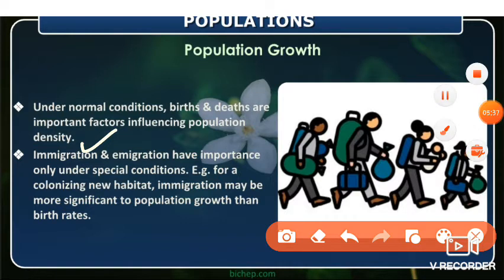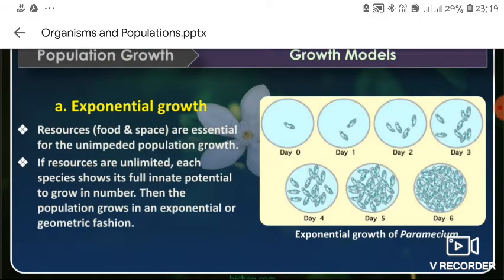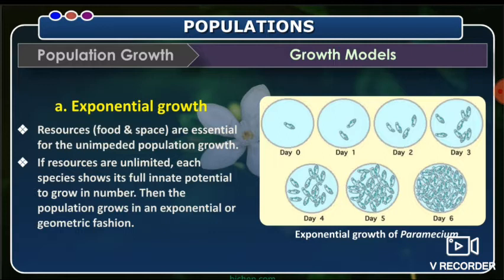The population growth is affected by, or depends on, the resources, and along with that the food availability, and the habitat. So the resources and the habitat are very important for a population. Usually two types of growth we can observe in a population: one is exponential growth, another one is logistic growth. First we will discuss exponential growth.